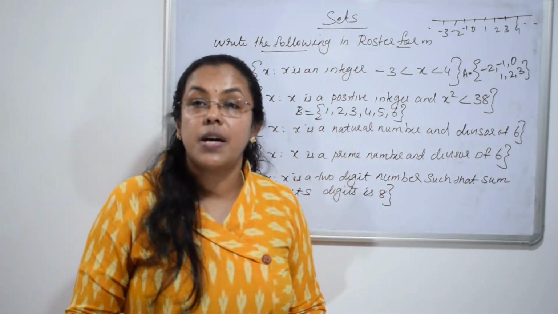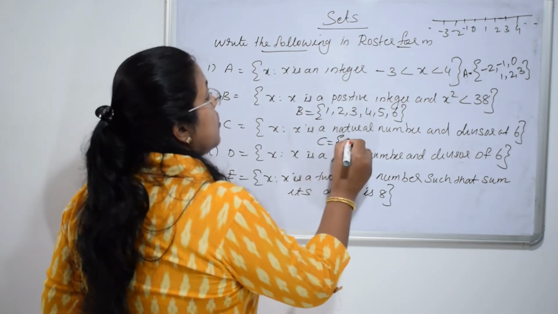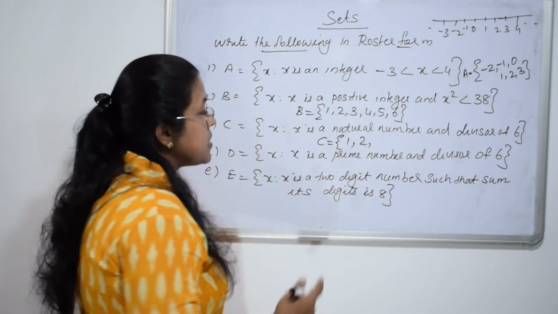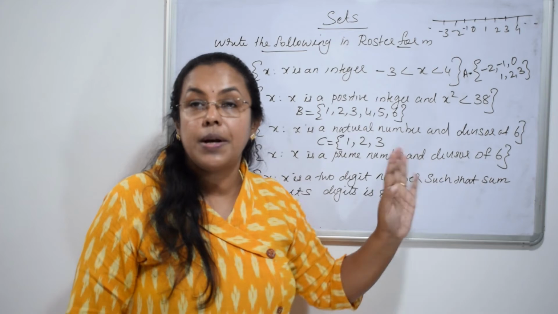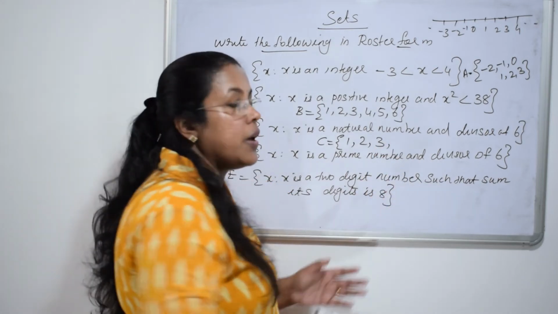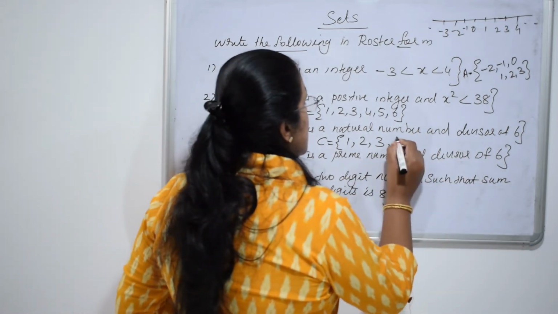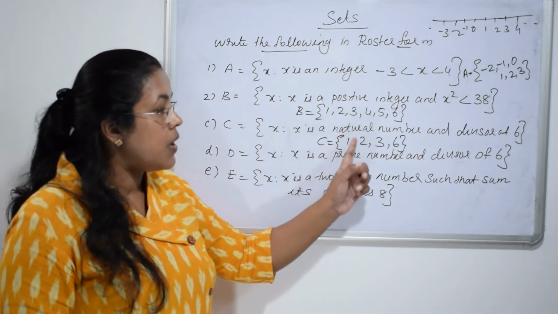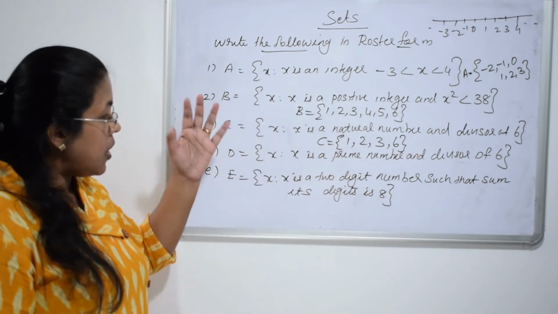Now next, x such that x is a natural number and divisor of 6. Which numbers are divisors of 6? We know 1 is a divisor of 6, 2 is a divisor of 6. What about 3? 3 is also a divisor of 6. What about 4? Is it a divisor of 6? No. What about 5? No. What about 6? Is 6 a divisor of 6? Yes. So the final answer is 1, 2, 3, 6. Is it clear?